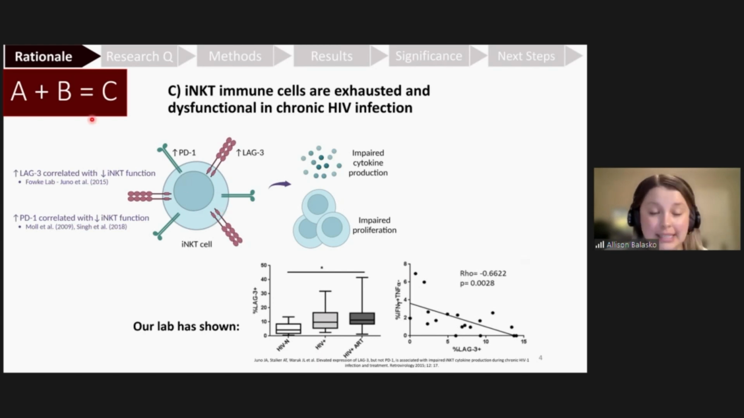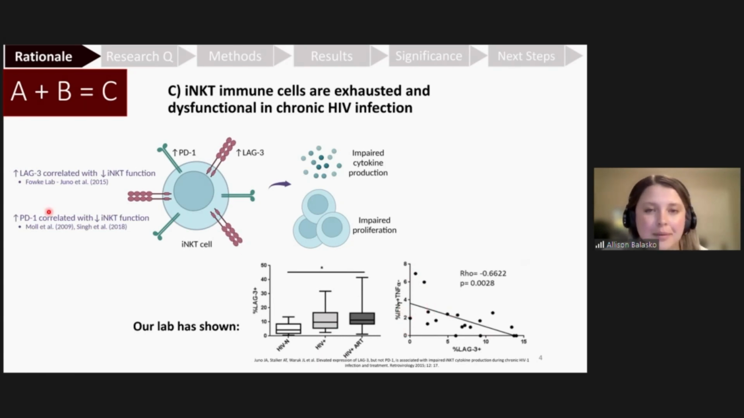Different studies in our lab have seen an exhaustion marker called LAG3 increased on iNKT cells and correlated with decreased function. If you look down here on the right, on the x-axis, the more LAG3 present on iNKT cells, the lower the amount of interferon gamma they can produce.